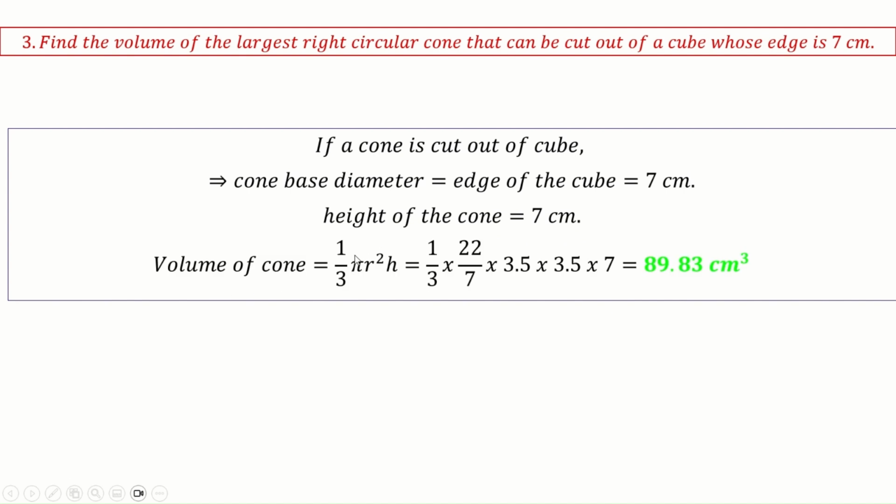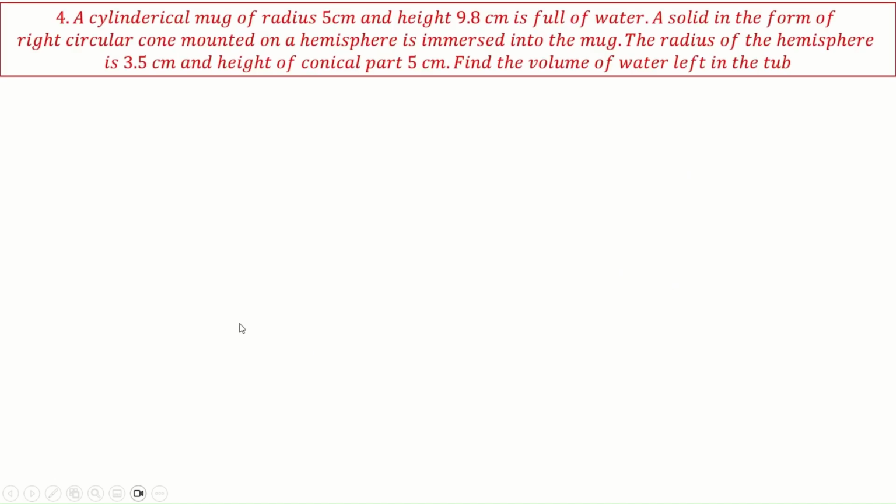Now volume of the cone will be 1 by 3 pi r square h, 1 by 3 into 22 by 7 into 3.5 into 3.5, which is r, into 7 height. So you will get 89.83 centimeter cube. This is the volume. Okay, next.